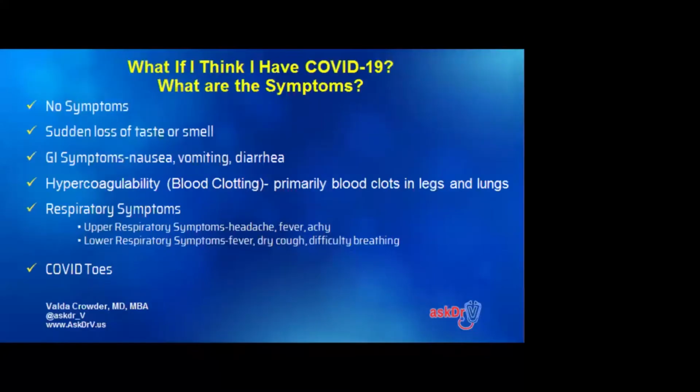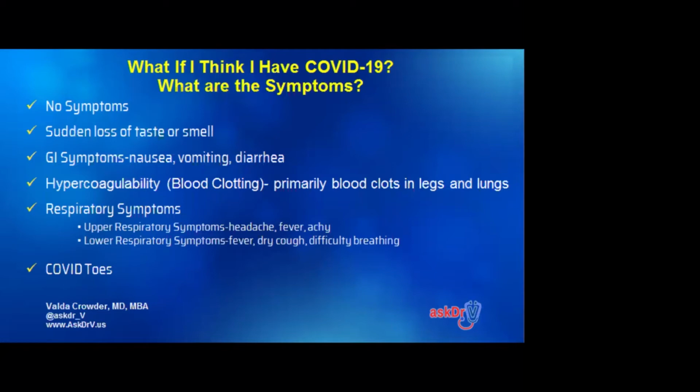Now, let's talk about the action plan. What happens if I think I have COVID-19? What are the symptoms? What do I do? So one, you can have COVID-19 and have no symptoms. A very early symptom is loss of taste or smell. Some people have GI symptoms. They have nausea, vomiting, and diarrhea. The other thing is that people are getting blood clots.